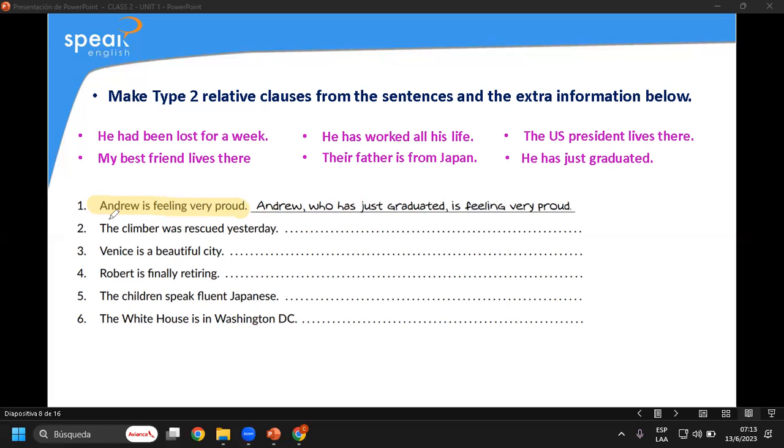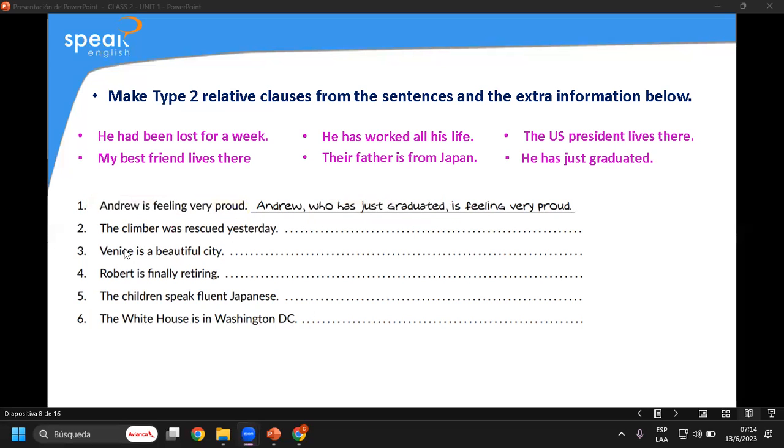So to be specific, Andrew, but which Andrew? Andrew, who has just graduated. So this information is just extra to be a little bit more specific. And if you see, I need commas. Andrew, who has just graduated, is feeling very proud. This is the relative clause type 2. Let's see the other sentences.